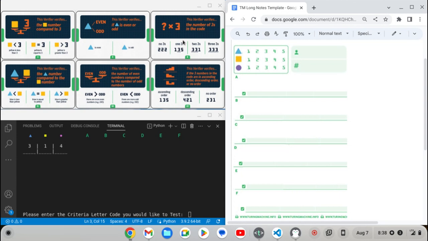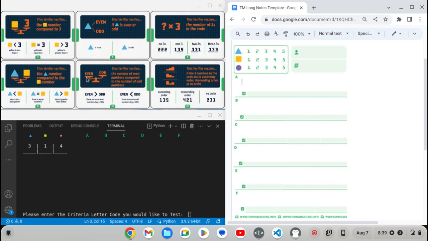Criteria card C will look at the 3-digit solution and will let us know how many 3s are in our solution. Are there no 3s? Is there a single 3? Perhaps 2? Maybe even all 3 are 3.